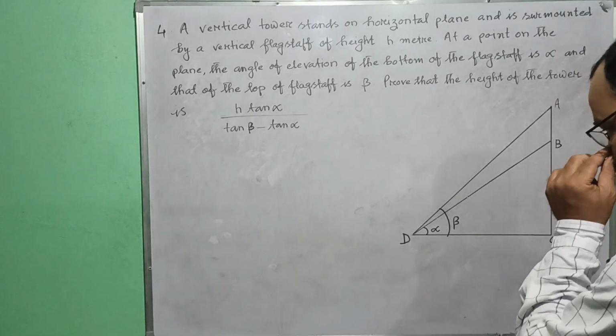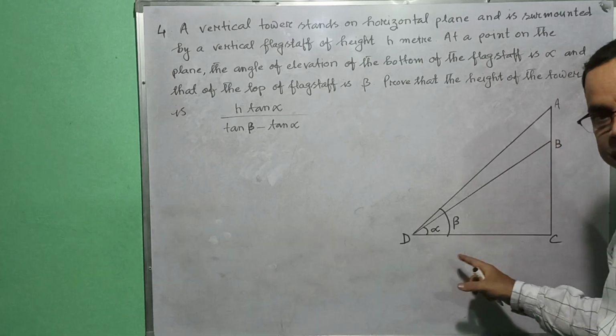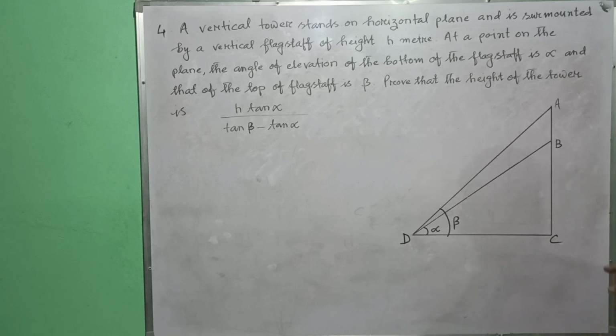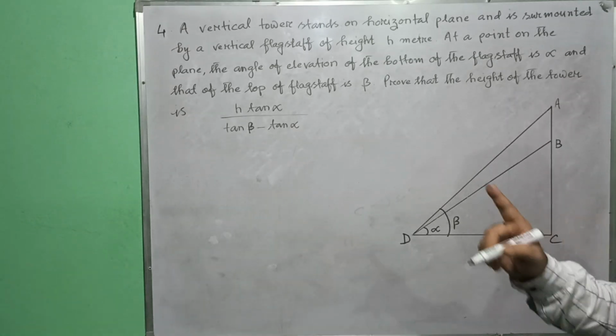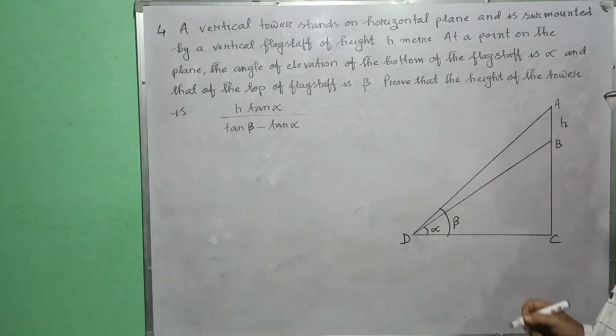It is a little bit different type of question. So how can we solve it? Let us see carefully. I have drawn the figure earlier so that we can save a little time. You can see here BC representing the height of the tower, and AB is the height of the flagstaff, as it is given h in the question.